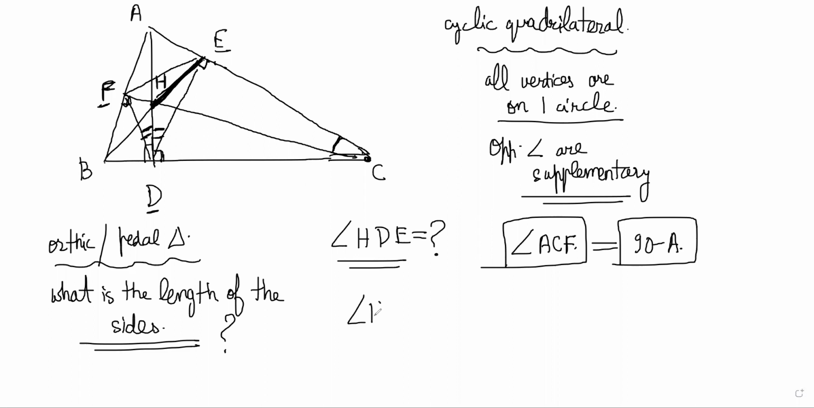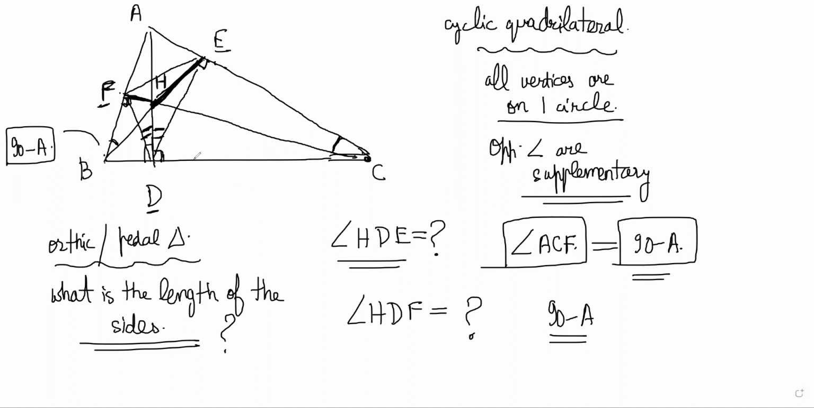The angle HDF is also 90 minus A because now there is this cyclic quadrilateral BDHF. In that cyclic quadrilateral, the chord is HF, and the HF chord subtends an angle HDF here and an angle HBF here, right? An angle HBF we had earlier found out to be 90 minus A, right? I hope everyone is understanding why it is 90 minus A.